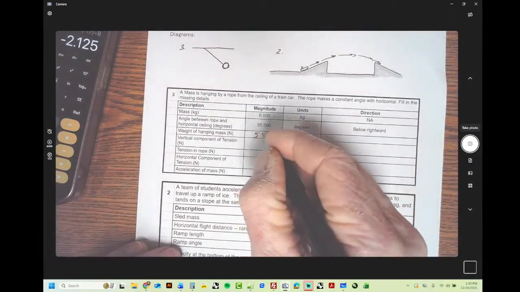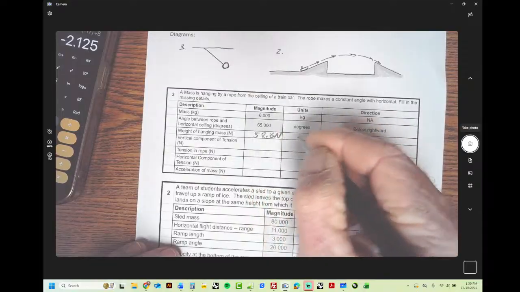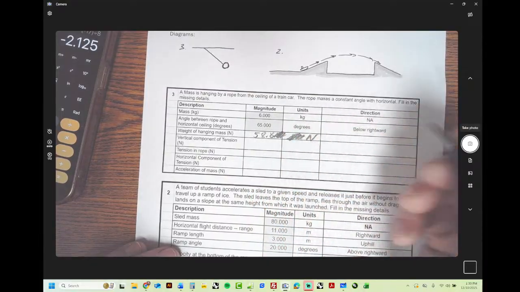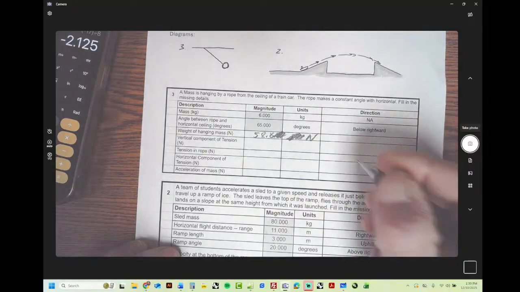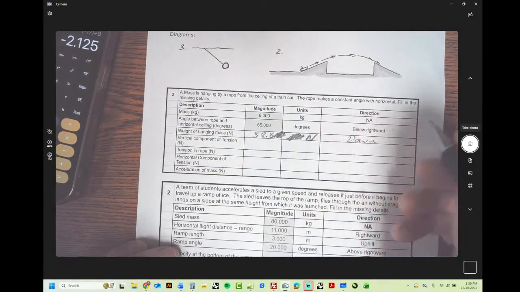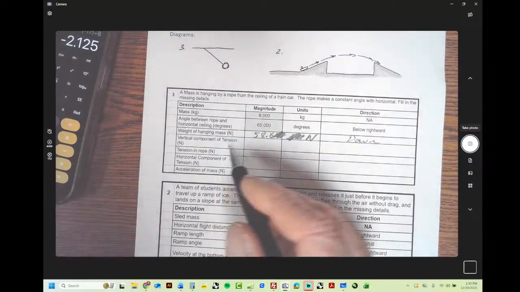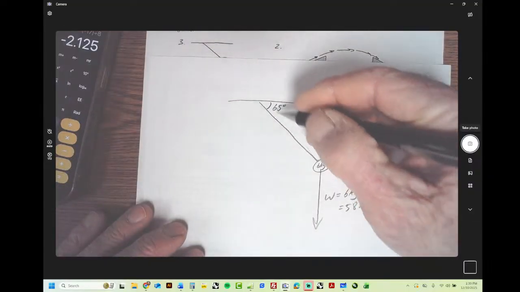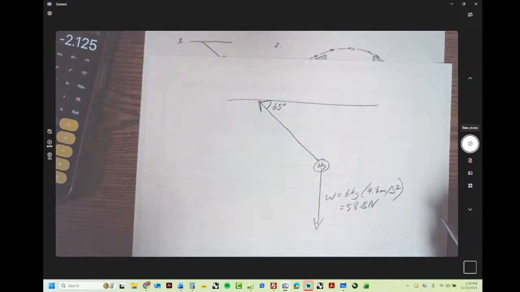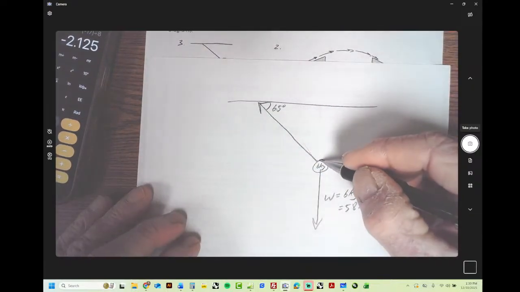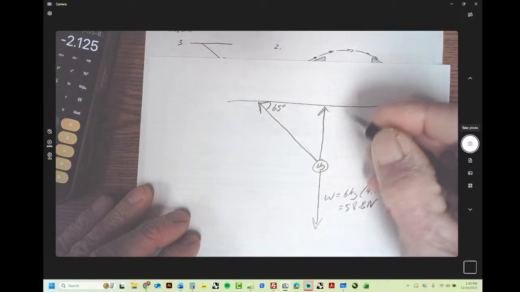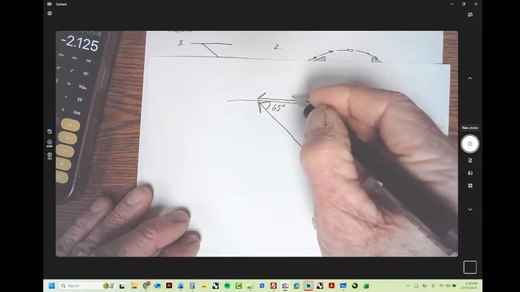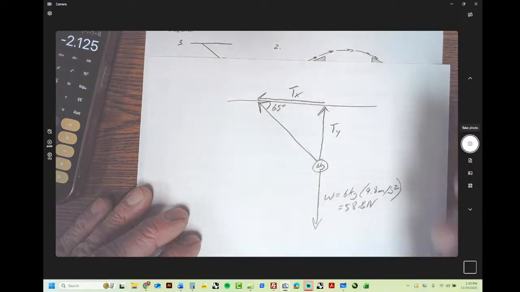So 58.8 newtons down. I know I have an eraser, I'm just not using it. Down. The vertical component of tension. So I haven't even drawn tension, but let's let this be tension, and I'll resolve that into a vertical component, Ty, and a horizontal component, Tx.